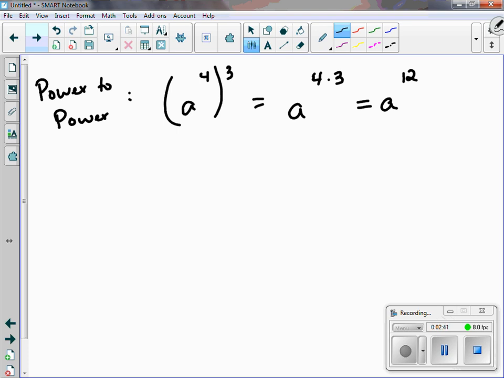And that goes to the same thing with a quotient. It just kind of depends on what you want to do. The power goes to everything inside those parentheses. That's the biggest thing.